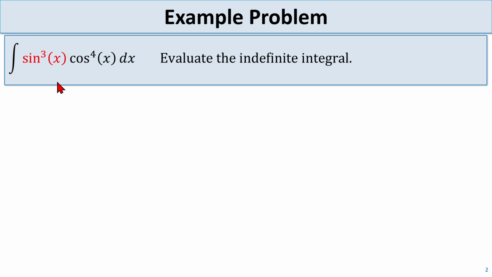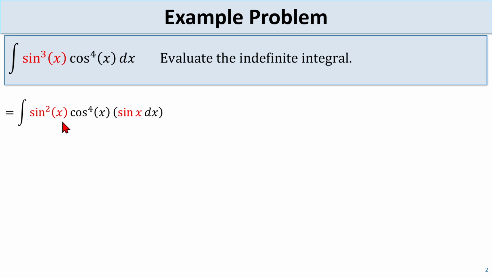So what we're going to do is first look at the sine cubed of x factor, and we're going to split it up into sine squared of x times sine of x. The reason we're doing that is because later we're going to let u be cosine of x, and then we'll need a factor of sine of x when we write du in our expression.